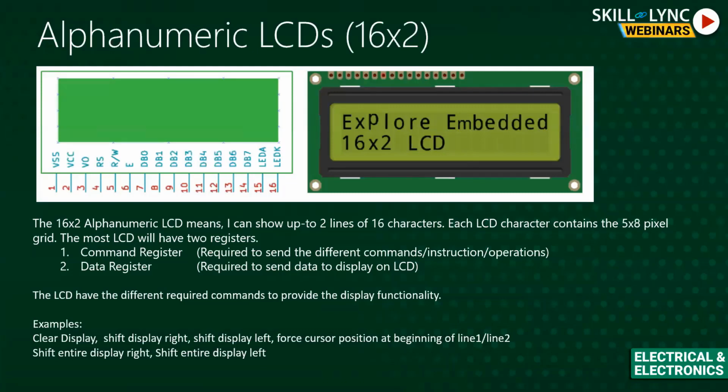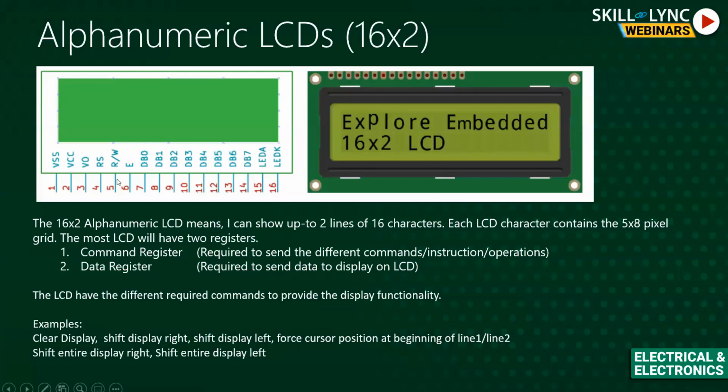Now let's consider the LCD. We will be talking about the alphanumeric LCD in this case. Generally, we have the 16 cross 2 alphanumeric LCD, or the other option is the 20 cross 4 LCD. In the LCD, we have the data lines, as you can see, DB0 to DB7. These are the different data lines which will be available.